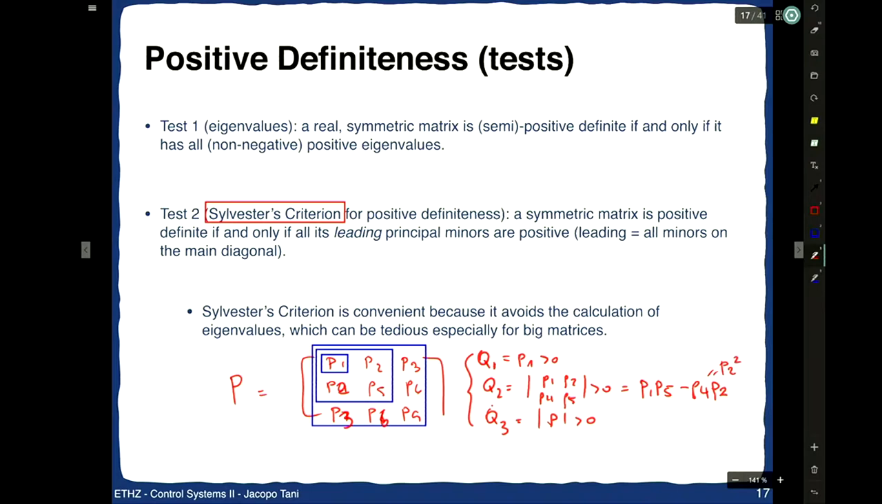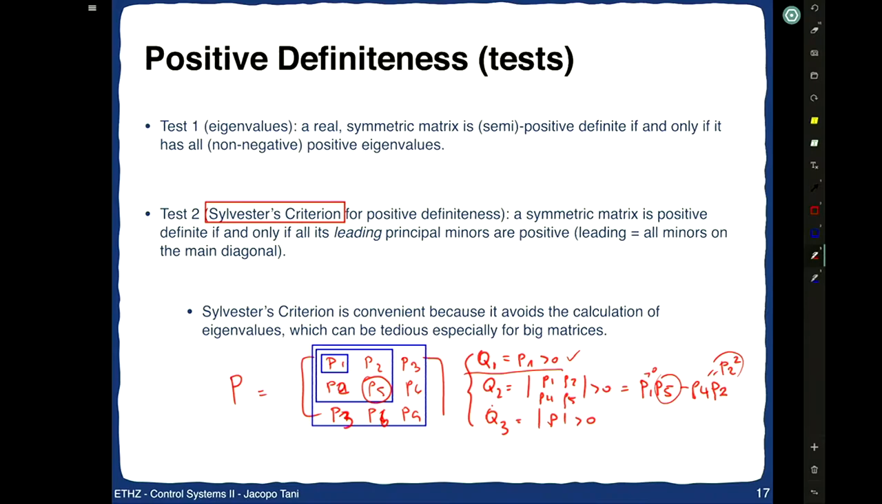So suppose that the first component is bigger than 0. You already know that if the 1-1 element of a matrix is not bigger than 0, your matrix will never be positive definite. Then if this is bigger than 0, this is a squared term, and it's negative, so for sure, the other element on the diagonal has to be bigger than 0 as well. If it's negative, your matrix will never be positive definite. And simple things like this.